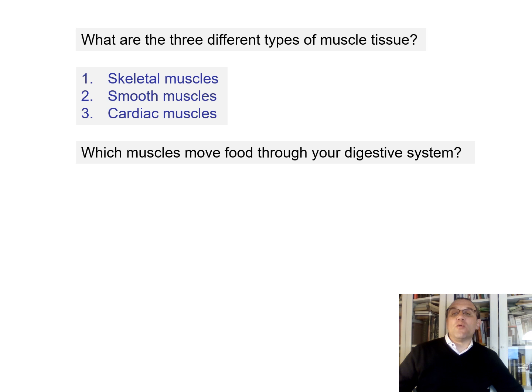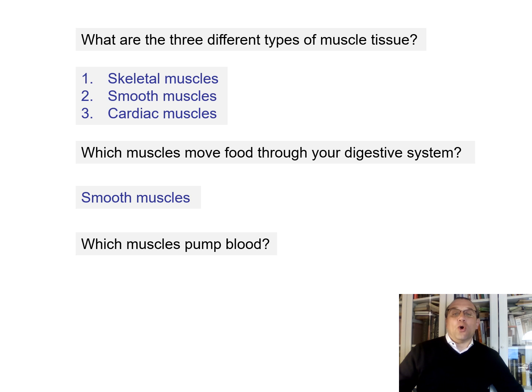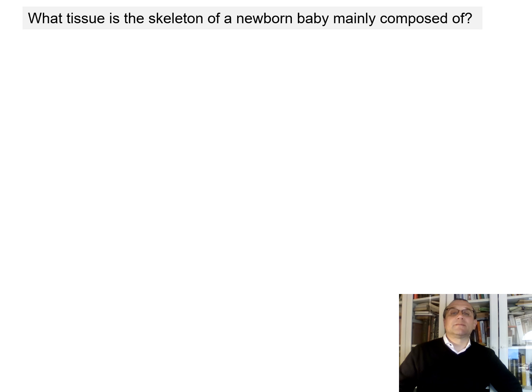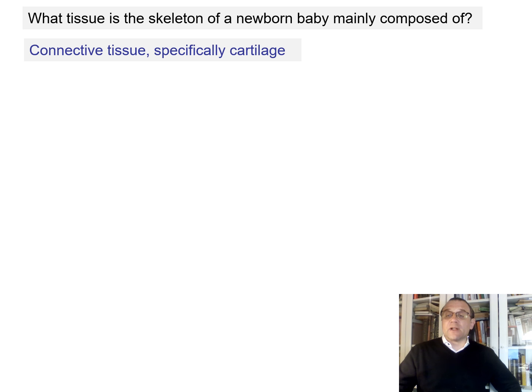Which muscles move food through your digestive system? Smooth muscles. Which muscles pump blood? Cardiac muscles. If you were to play piano, what type of muscle tissue would be most directly involved? Skeletal muscles. What tissue is the skeleton of a newborn baby mainly composed of? Connective tissue, specifically cartilage.